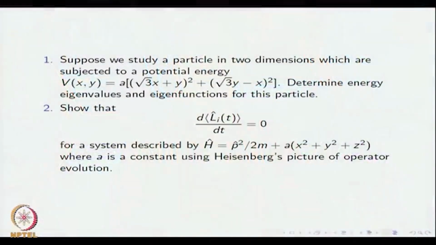So let's start with harmonic oscillator problem. In problem 1 of this tutorial, you are given a potential energy term in terms of the Cartesian coordinates x and y, and you are asked to determine the energy eigenvalue and the corresponding eigenfunction for the particle which is subjected to a 2-dimensional potential.